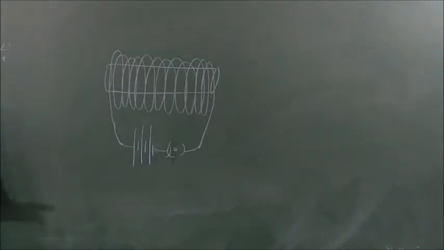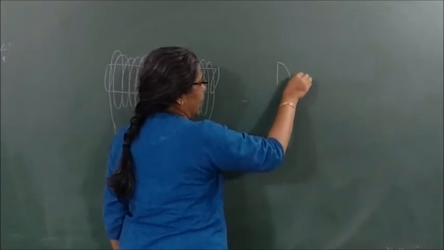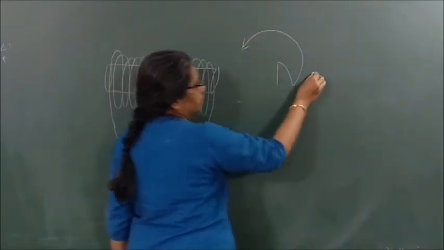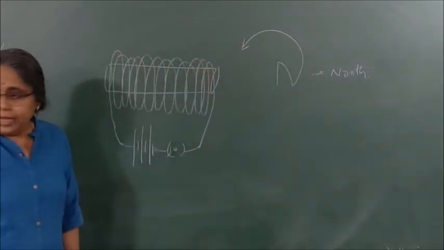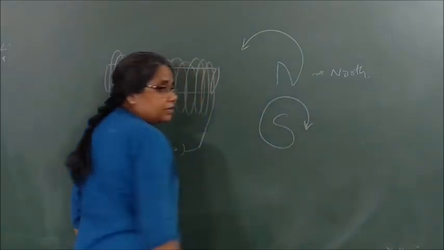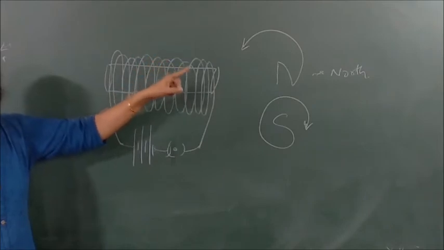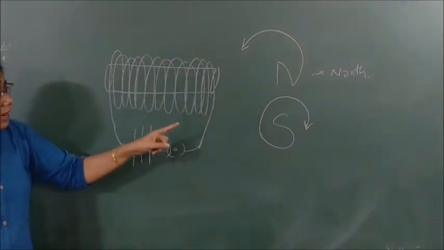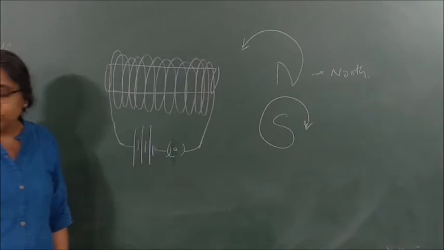How do I identify the poles of a magnet? See, a pole where the current flows anti-clockwise behaves like what pole? North pole. Anti-clockwise. And a pole where the current flows clockwise behaves like what? South pole. So where it goes anti-clockwise, it behaves like a north pole, and where it goes clockwise, it behaves like a south pole. Okay, and how should I know whether it is behaving clockwise or anti-clockwise?